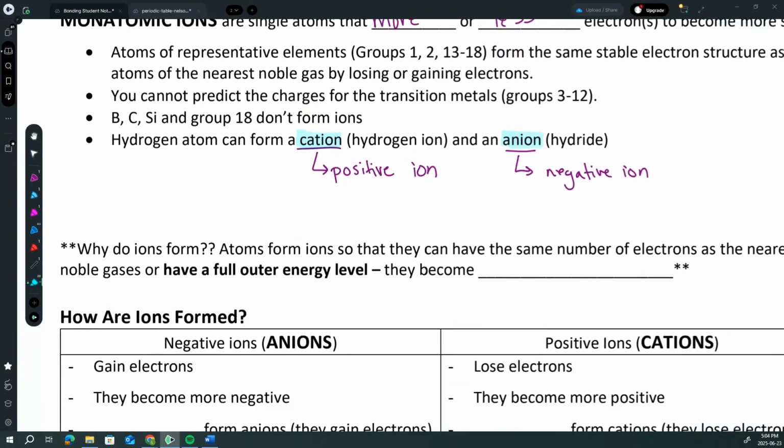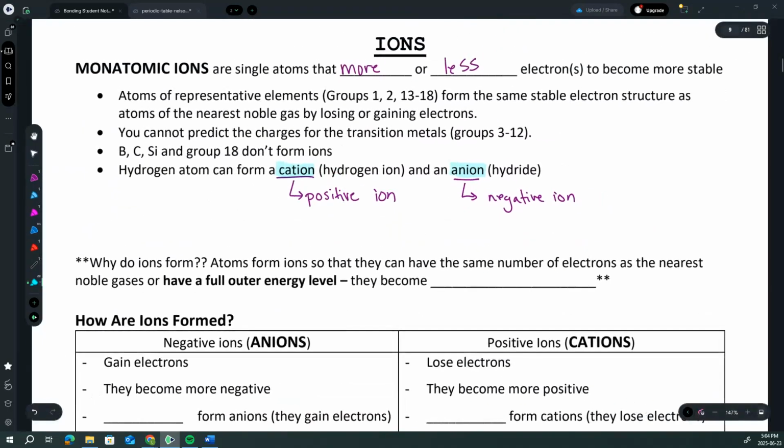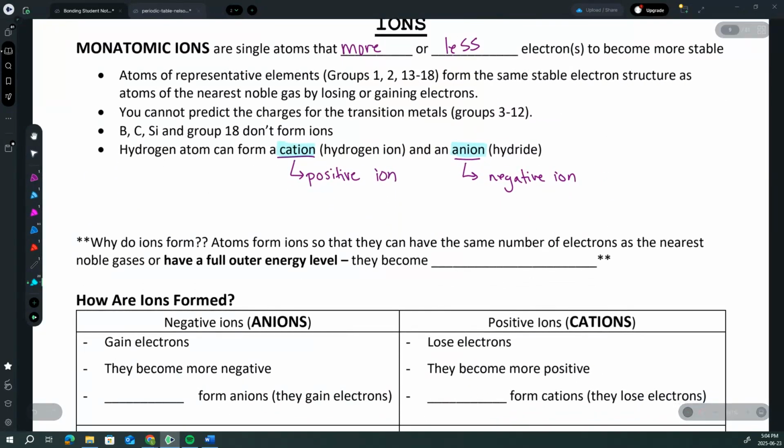Okay, so why do ions form? Atoms form ions so that they can have the same number of electrons as the nearest noble gases, or have a full outer energy level. The reason they want this is so that they can become stable, because if an ion has a full outer energy level, it is more stable than if it doesn't. And everything in chemistry wants to move towards more stability.